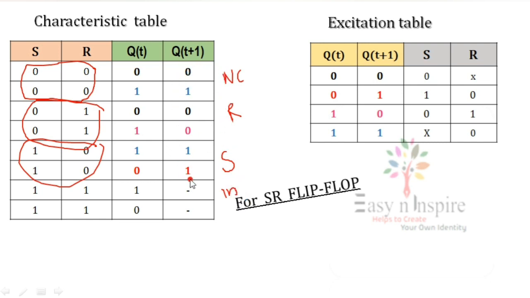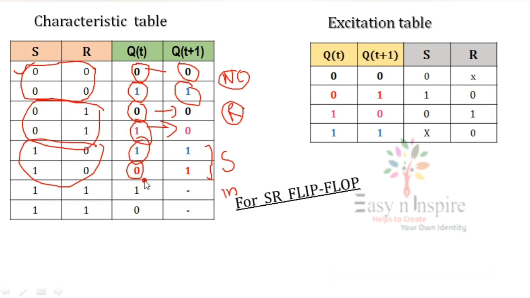Based on this, I have derived the next states. For the first one, S0, R0, if the present output is 0, the next output is no change, so 0. If the present output is 1, no change, so the next output is also 1. So these two are completed. Next, S0 R1 condition. If the present output is 0, the next output becomes reset to 0. If it is 1, again it is reset to 0. Based on these characteristics, we define all these values. S1 R0 is nothing but set. Whatever the present output, either 0 or 1, the next state output is going to be set to 1.